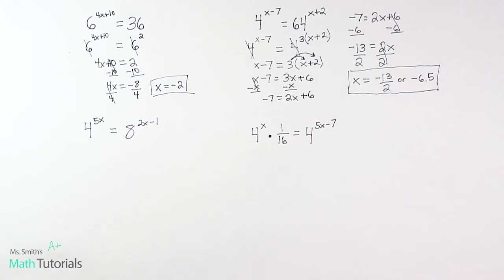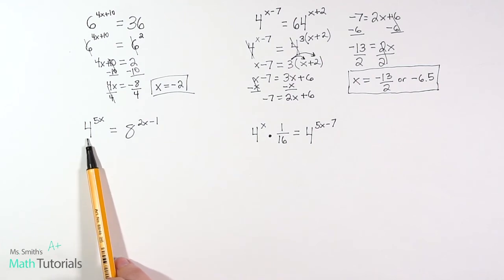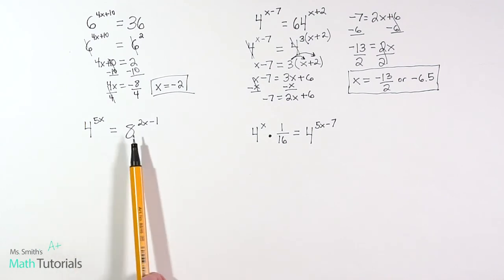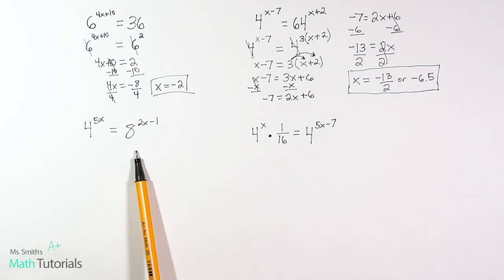On this one, I've got 4 to the 5x power equals 8 to the 2x minus 1 power. So remember what I've taught you. We don't have like bases, so we need to make like bases. In this case, remember I said start with the lower base just to test it, because that's always the best place to start. So in this case, I've got a 4. Can I make this 8 have a base of 4 to the power of something so that it's equivalent to 8?